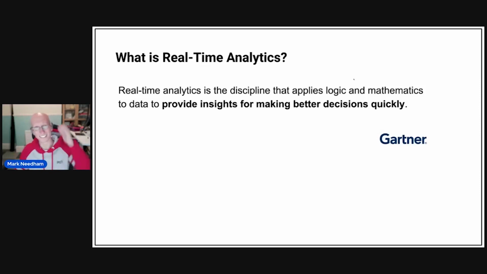This is Gartner's definition of real-time analytics, or at least the first part of it. They say real-time analytics is the discipline that applies logic and mathematics to data to provide insights for making decisions quickly. Now, the most interesting part of that is the last bit, the bit that's highlighted: providing insights for making decisions quickly. So we kind of know what we want to do. We want to make some decisions. We want to do something based on some insights that we got. But how do we actually get there?